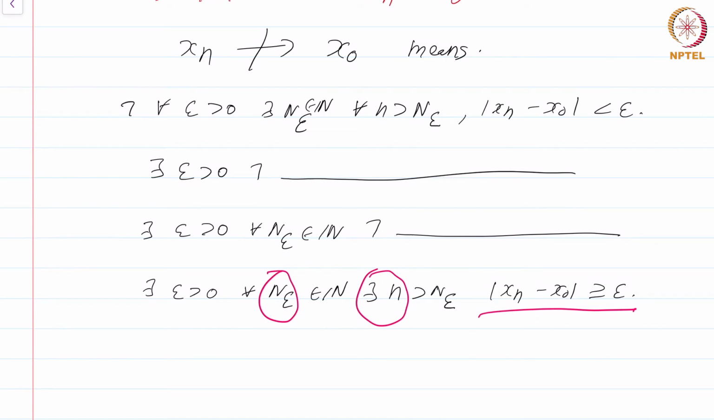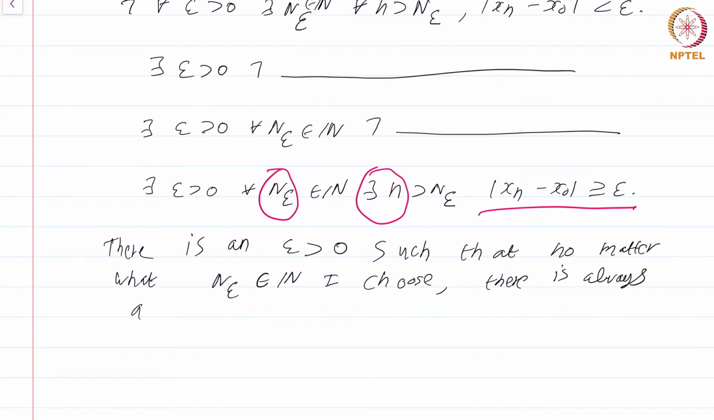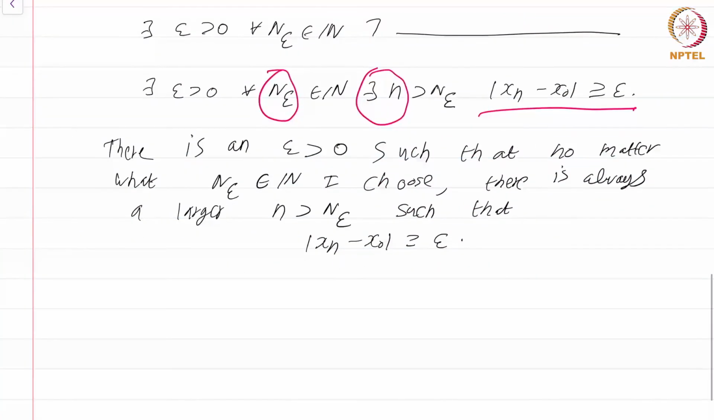Now again, it's best to translate back into English. There is an epsilon greater than 0 such that no matter what n epsilon in the natural numbers I choose, there is always a larger natural number n such that mod xn minus x naught is greater than or equal to epsilon. Okay. So this is the negation of the definition of convergence.